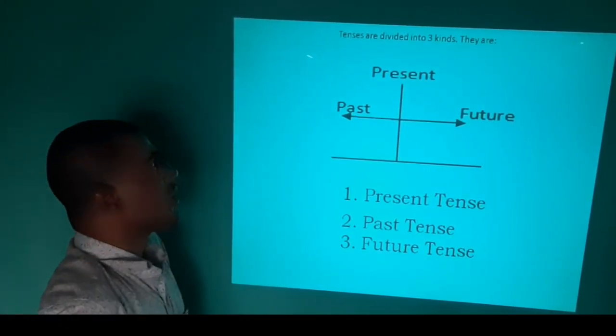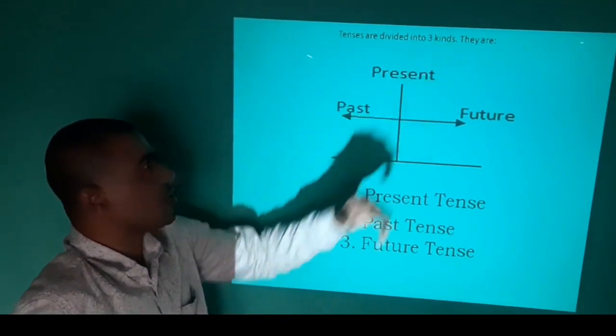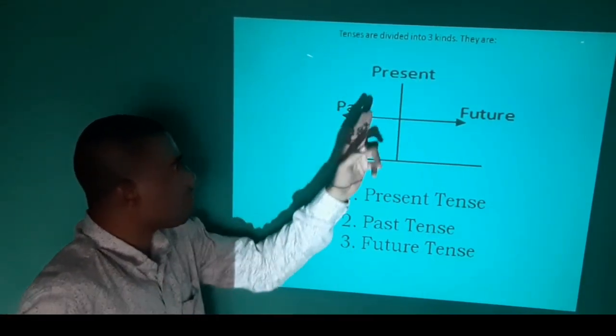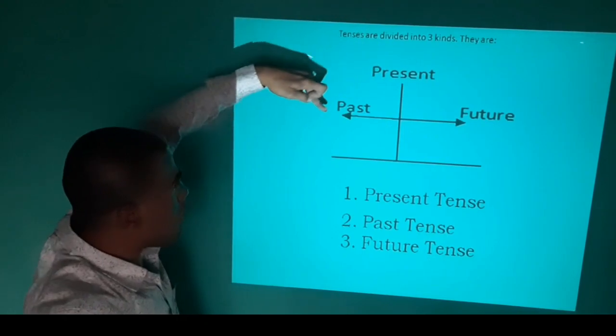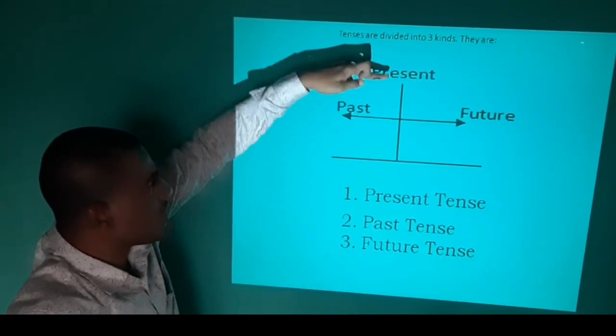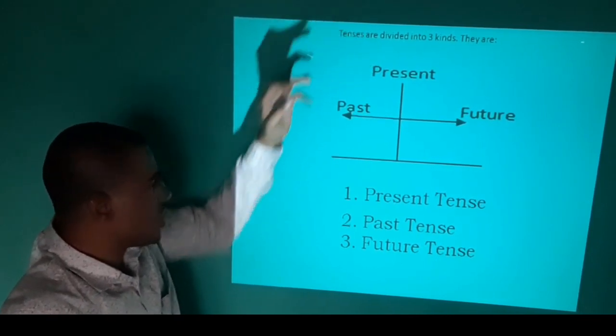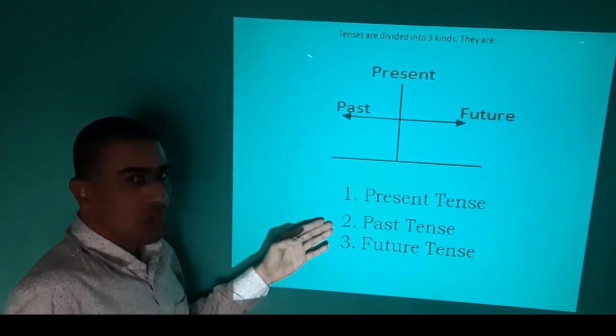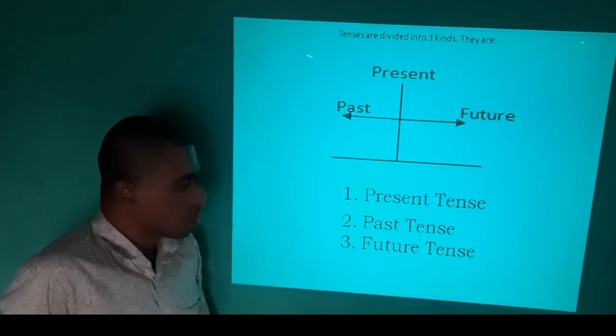Now if you look at it, tenses are divided into three kinds. They are present tense, past tense and the future tense. So this middle graph shows us the present tense. So here we see present tense, past tense and future tense.